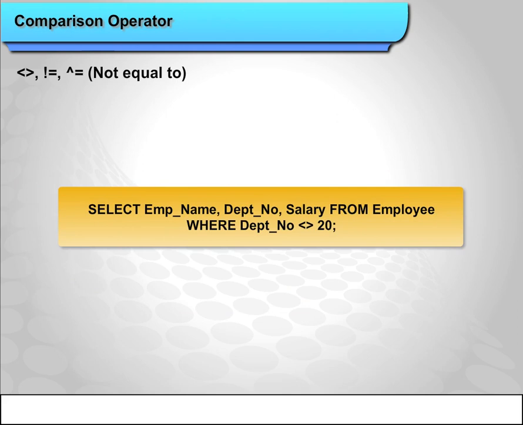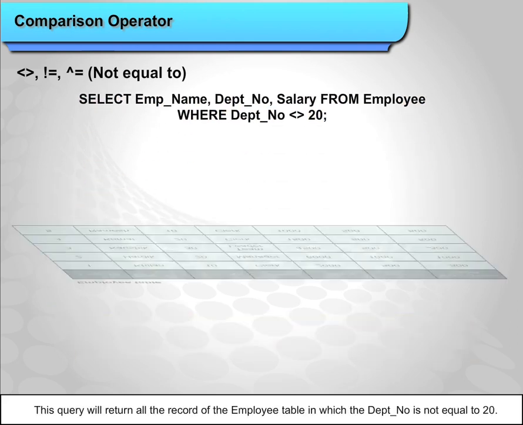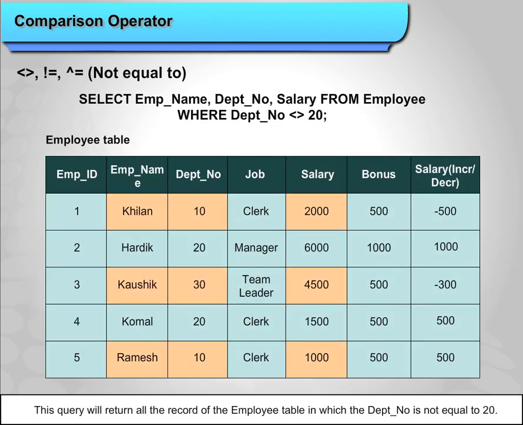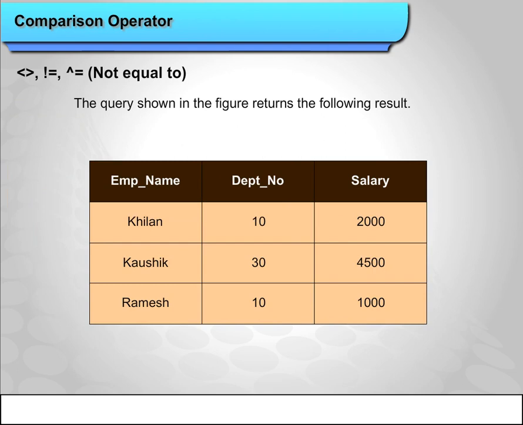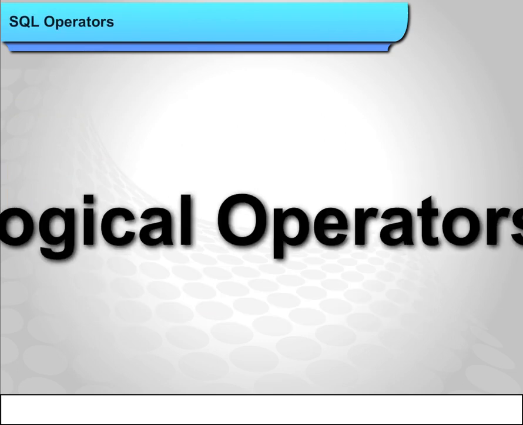Select employee name, department number, salary from employee where department number is not equal to 20. This query will return all the records of the employee table in which the department number is not equal to 20. The query shown in the figure returns the following result.